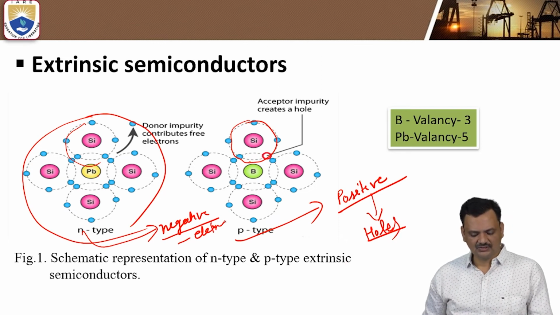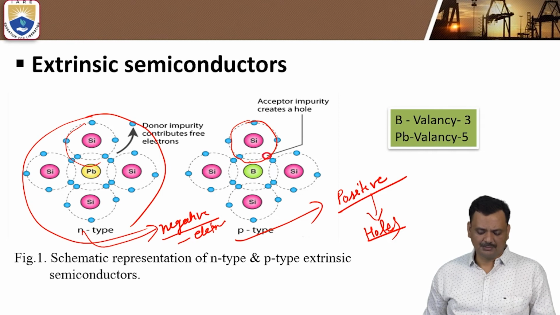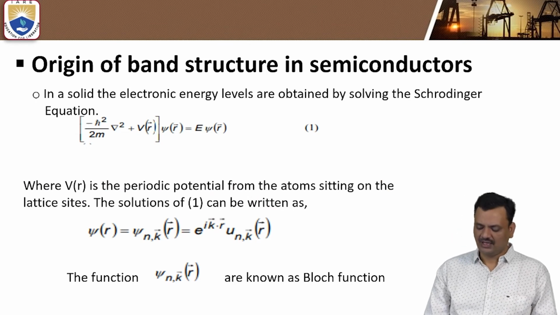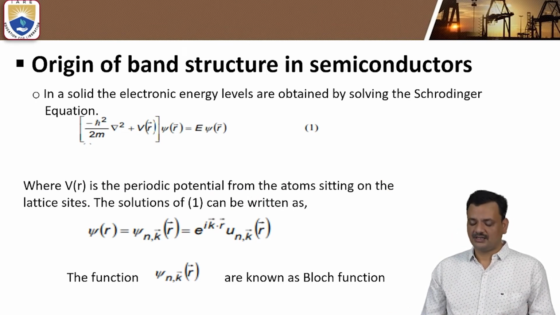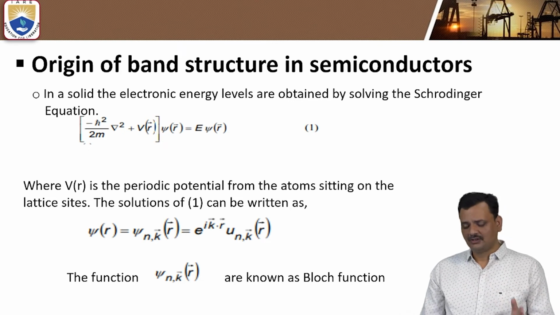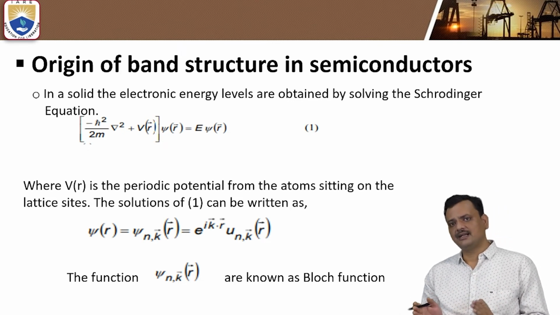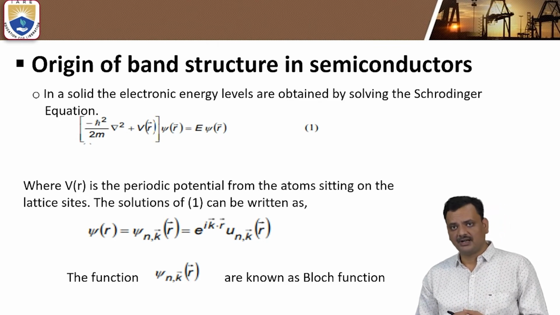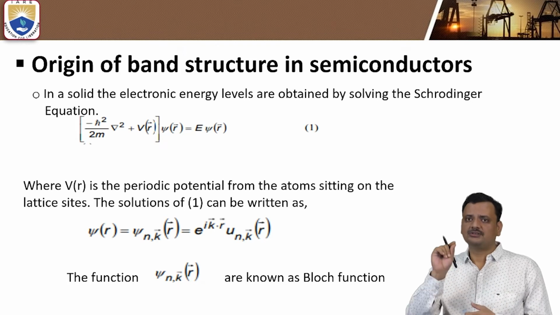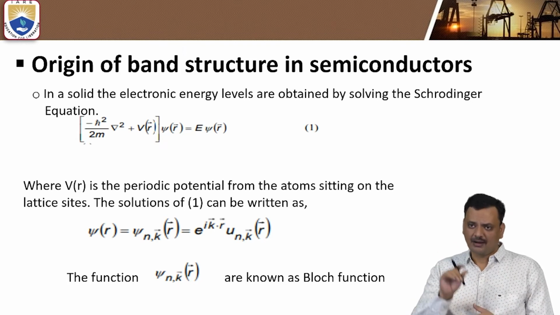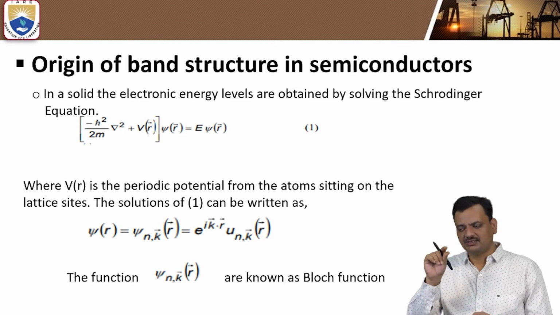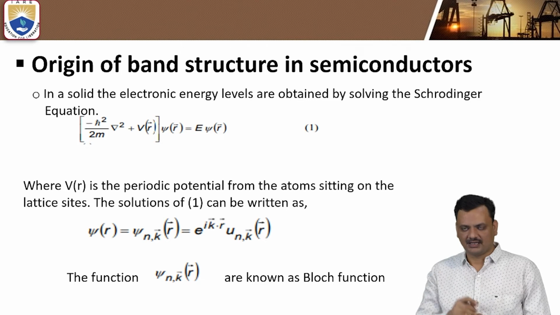So, these are some schematic representations of N-type and P-type extrinsic semiconductors. Now, semiconductor, why? We already defined semiconductor on the basis of energy band gap. So before going ahead to the optoelectronic properties of semiconductors, you have to know how this band gap or band structure arises in semiconductors.